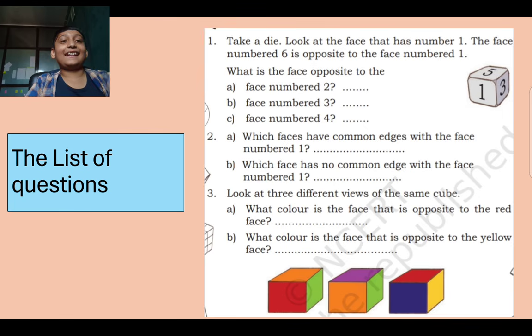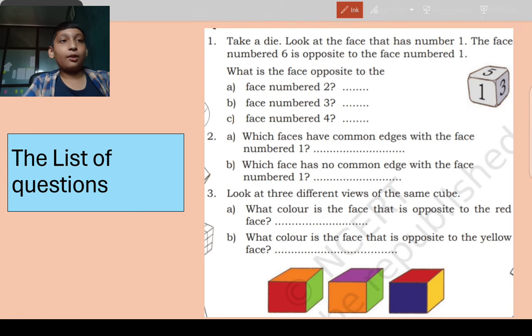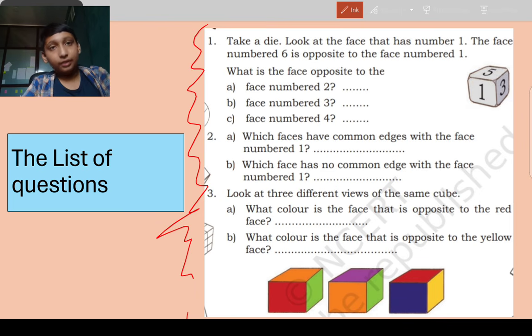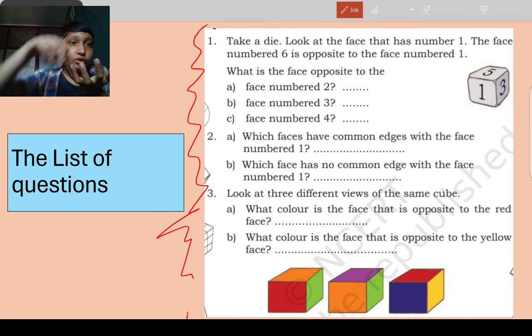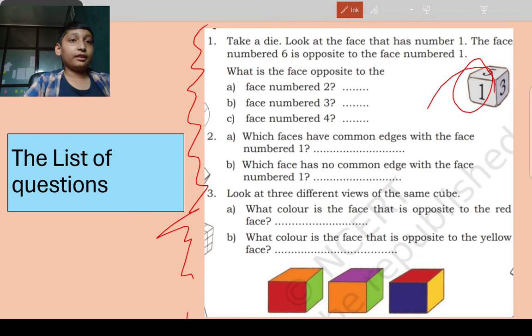So then we go to the next page. Then here is our long list of questions. Take a die. Look at the face numbered 1. The face number 6 is opposite to the face 1. What would be the face opposite to A, face number 2, B, face number 3, C, face number 4?